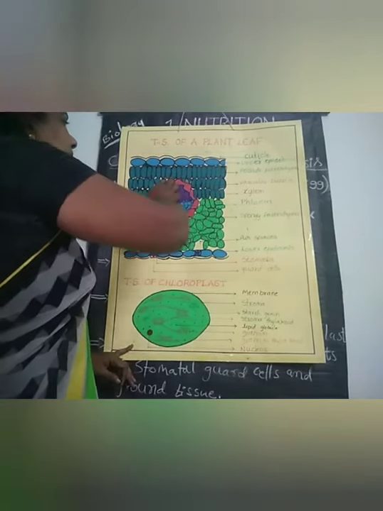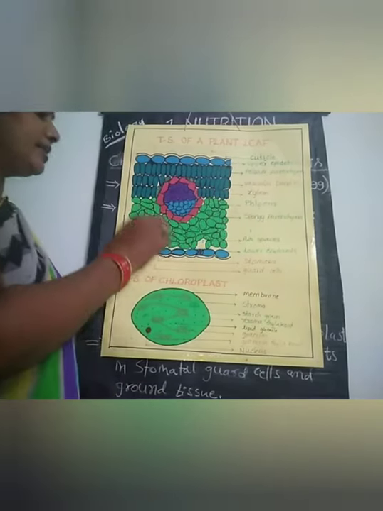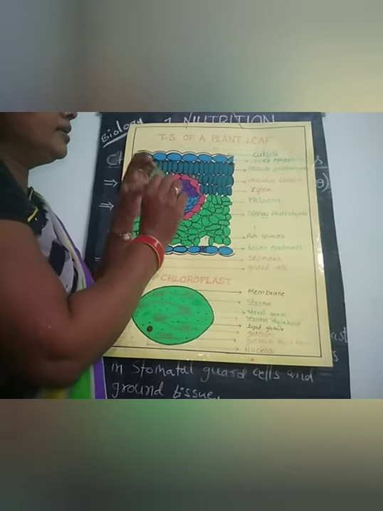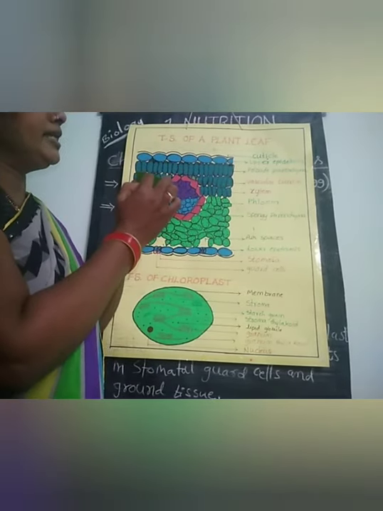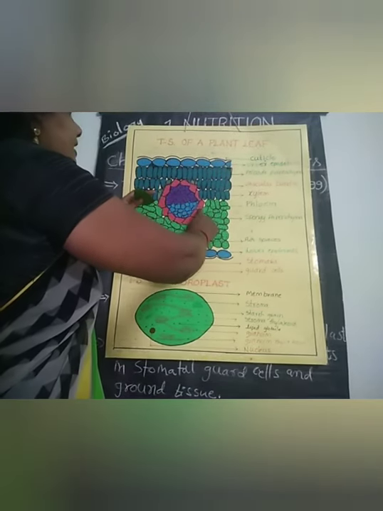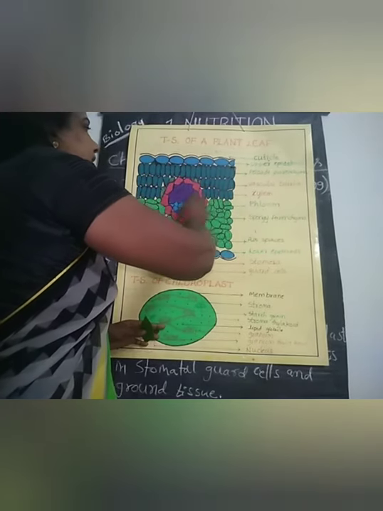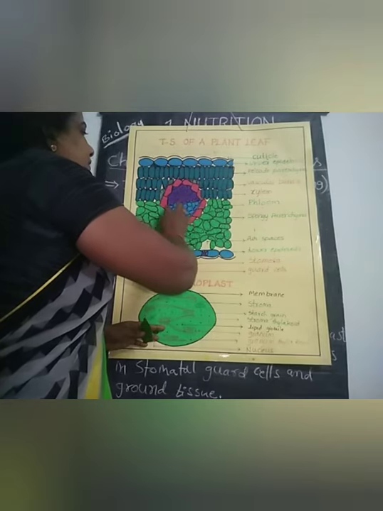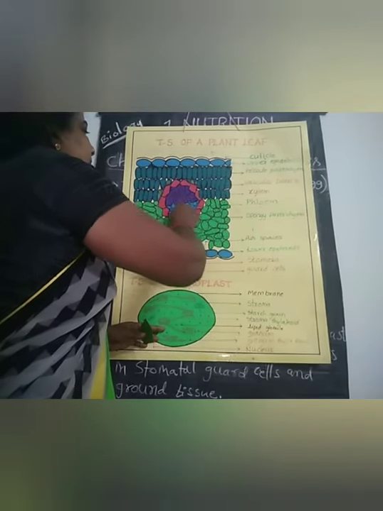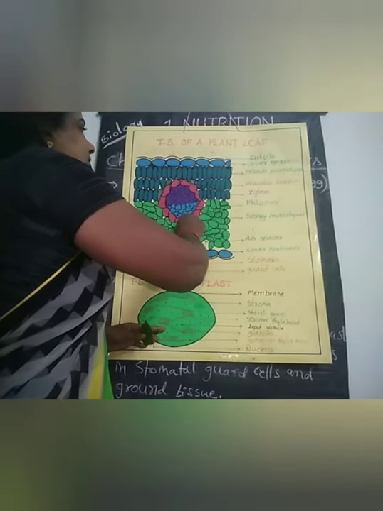At the center part of the leaf is located the vascular bundle. Here you can see what we call a midrib. This center place denotes the vascular bundle. The vascular bundle consists of two types of tissues. One is xylem and the next one is phloem. Xylem and phloem together form the vascular bundle.